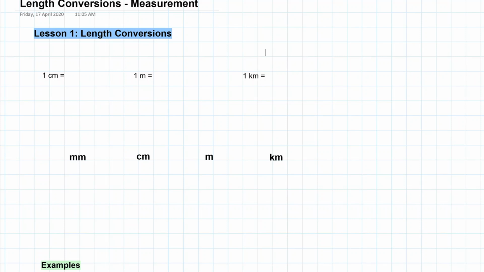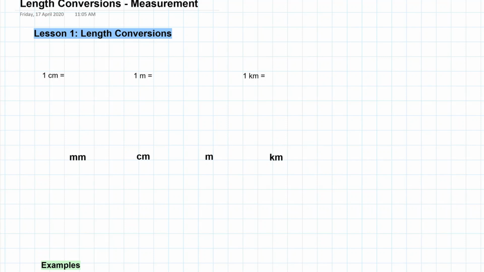Okay, today our lesson is on converting lengths, mainly between centimeters, meters, and kilometers. To do this, we need to figure out how to convert. So first of all, my first question for you is, how many millimeters are there in 1 centimeter?